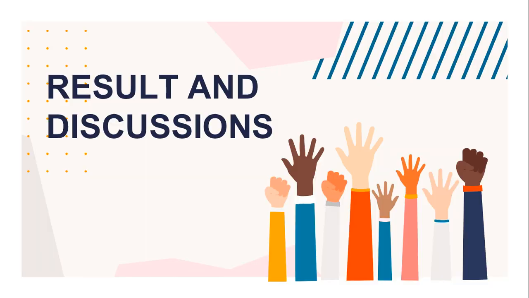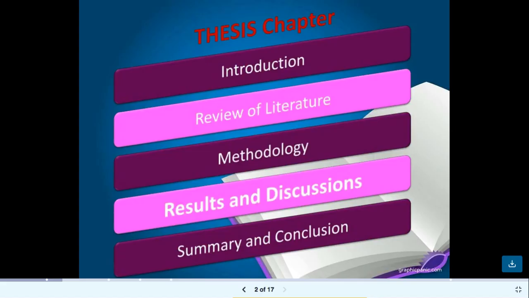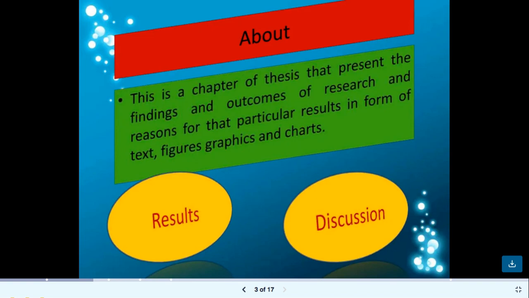We continue the explanation to the next chapter, result and discussion. As we know, thesis chapters consist of: the first chapter is introduction, the second chapter is review of literature, the third chapter is methodology, the fourth chapter is results and discussions, and the fifth chapter is summary and conclusion. So what is the content of result and discussion?